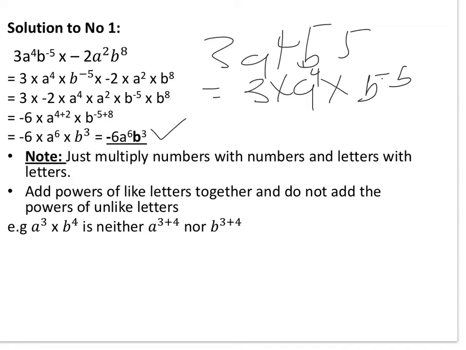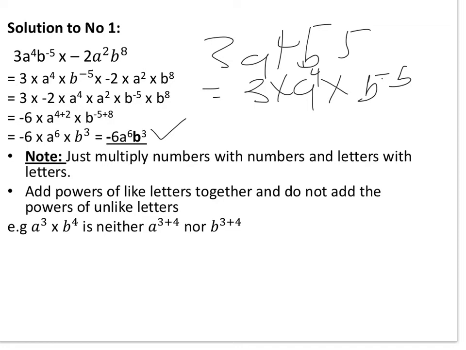Example, a raised to power 3 times b raised to power 4 is neither a raised to power 3 plus 4 nor b raised to power 3 plus 4. So just like in the question we just solved, you multiply the a's together and multiply the b's together. You don't multiply the a and b together. That is, you don't add the powers of a and b together because they are not the same thing.